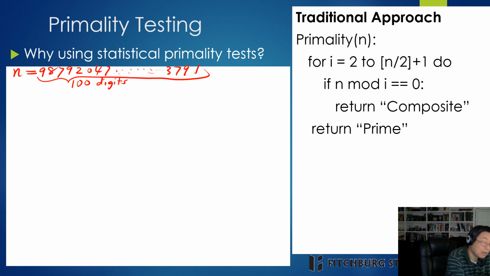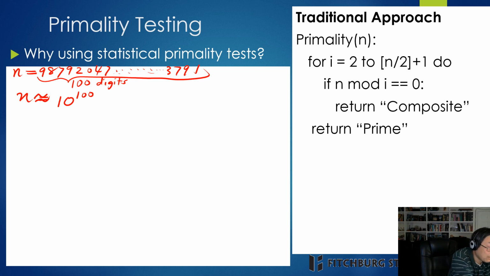Now, if we want to test whether n is a prime number, what do we do? We use the traditional approach. Can we use the traditional approach? Let's try it. If n has 100 digits, then n is approximately 10 to the 100. That's basically the value for an integer of 100 digits.